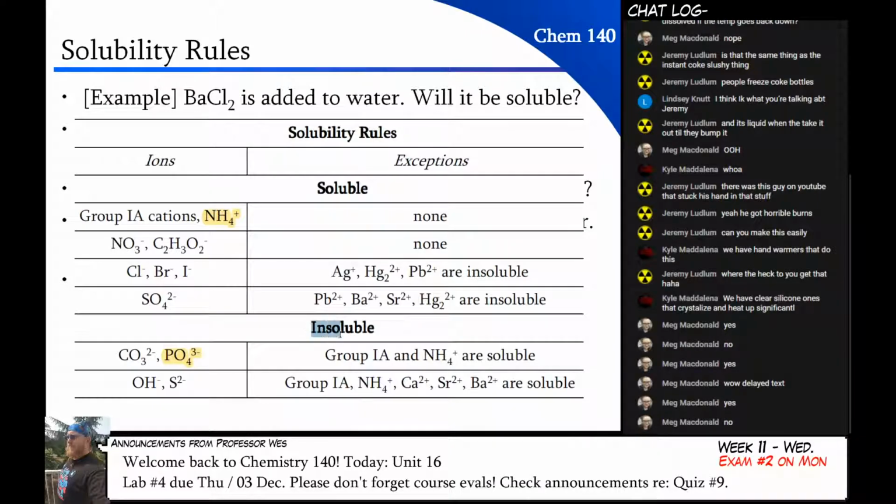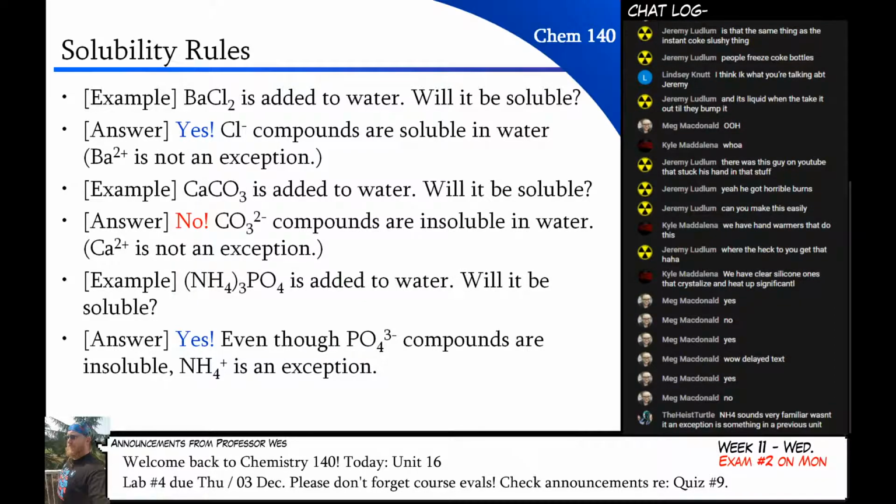So phosphates are insoluble unless paired with ammonium. Now, if you'd gone the other way, you would have found that ammonium is soluble with no exceptions. So in either case, the outcome is that, yes, this is soluble. NH4 is ammonium. It's a polyatomic ion that we used in Unit 9 when we did nomenclature, so it should sound familiar.